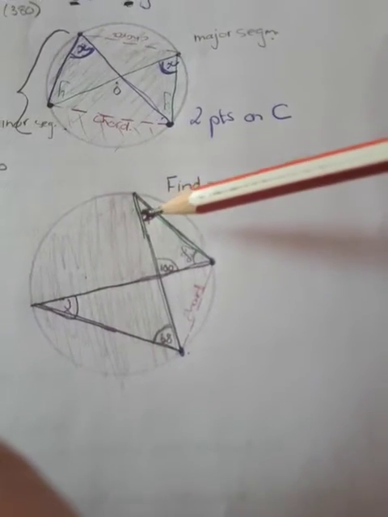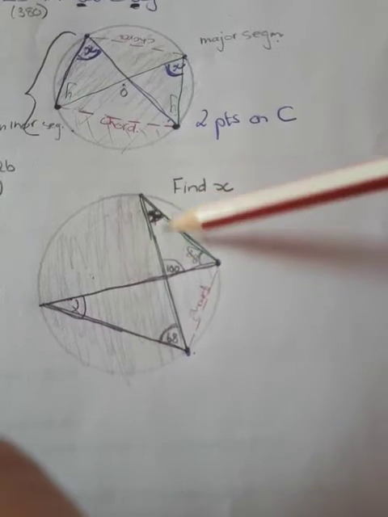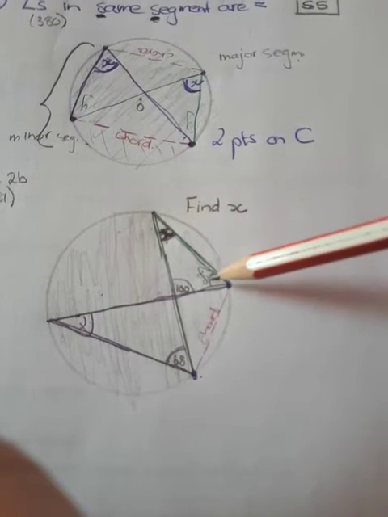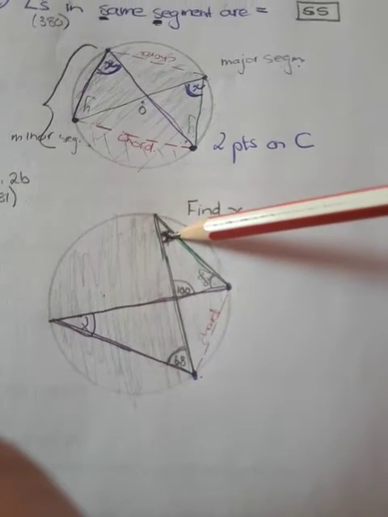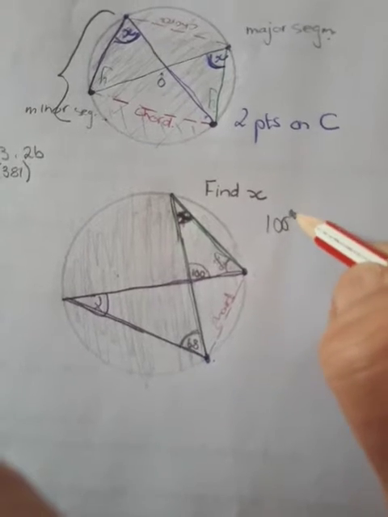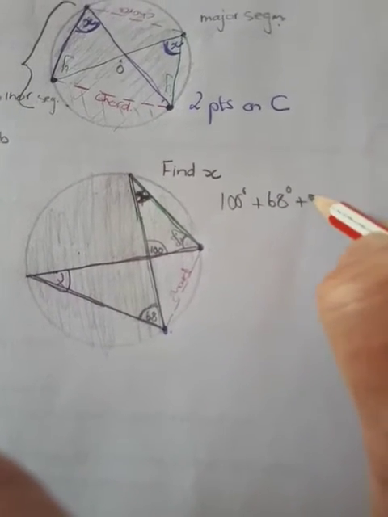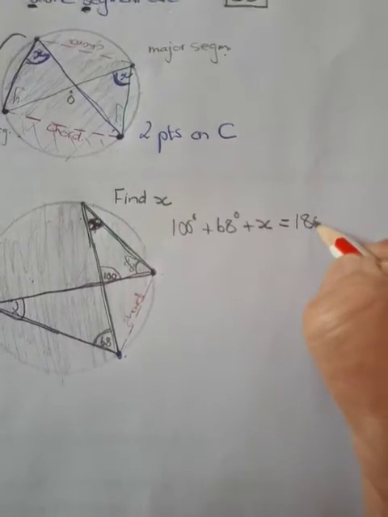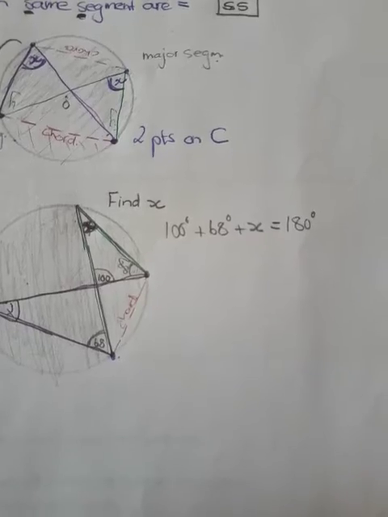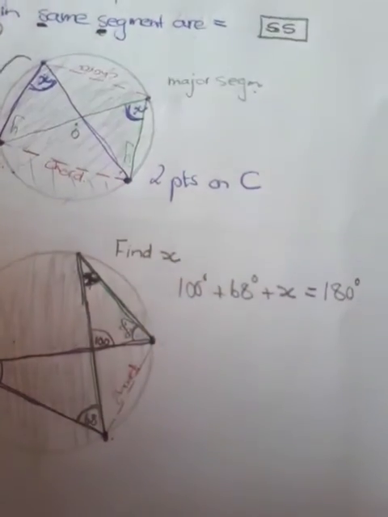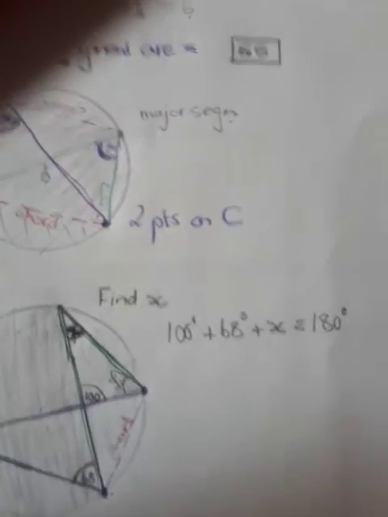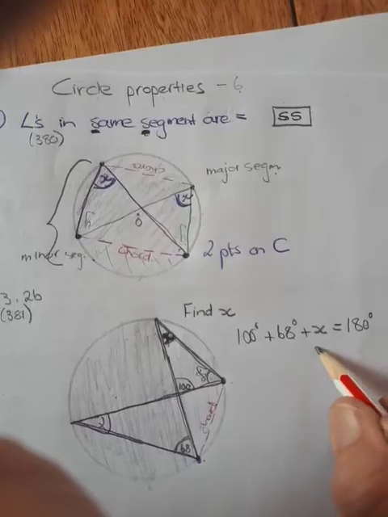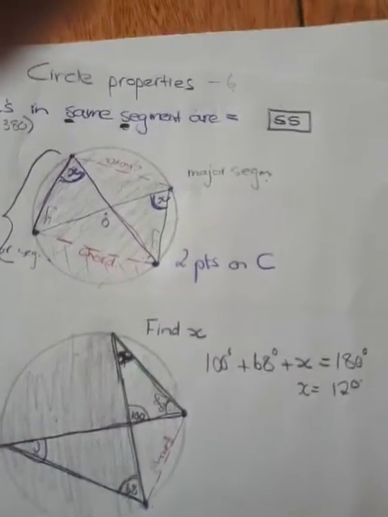Okay, so they are asking you to find angle X, right? If you look at this triangle, we have the angle of 100, we have the angle of 68, and we have the angle of X. So if we have 100 plus 68 plus X, we get the interior angle sum of a triangle, which you should know is equal to 180 degrees. Okay, and you can just simply calculate that. So we have 180 minus 100 is 80, minus 68 is 12. So X equals 12 degrees.